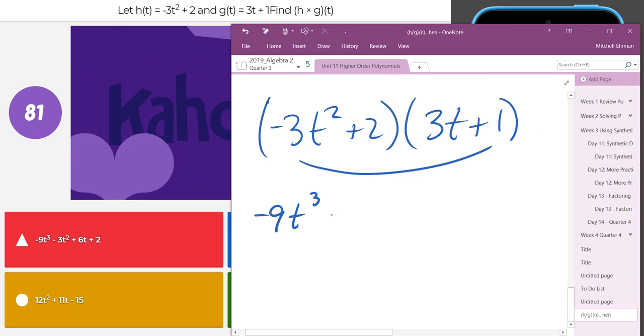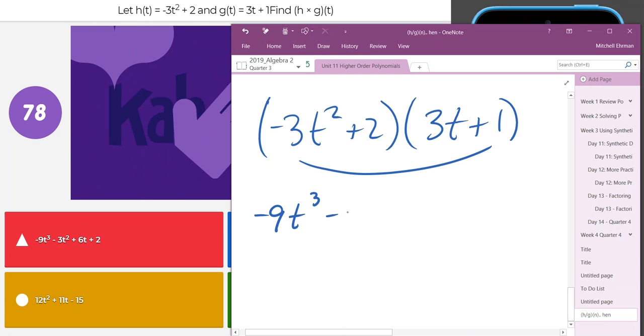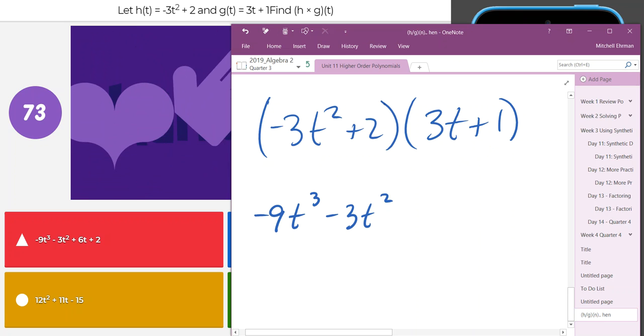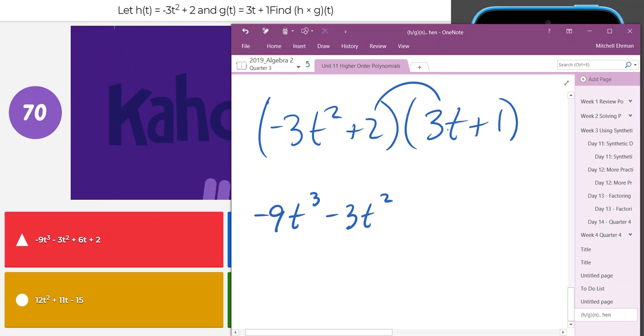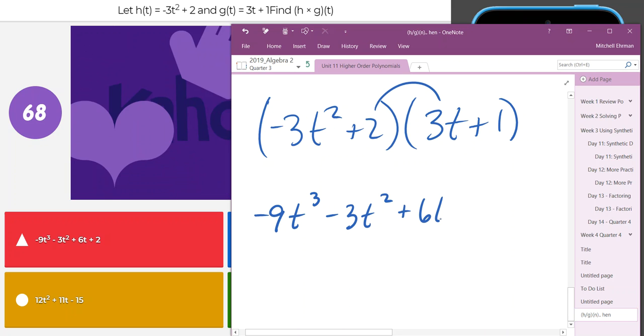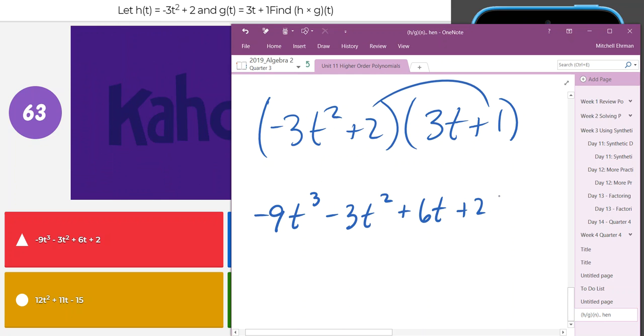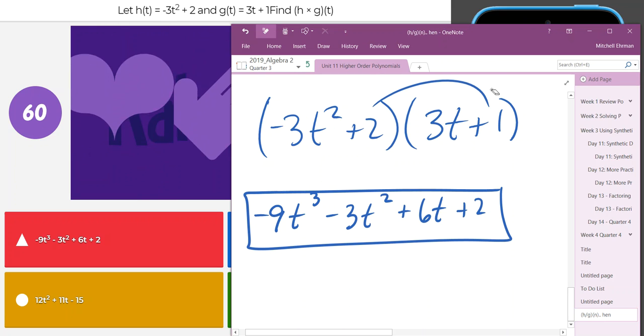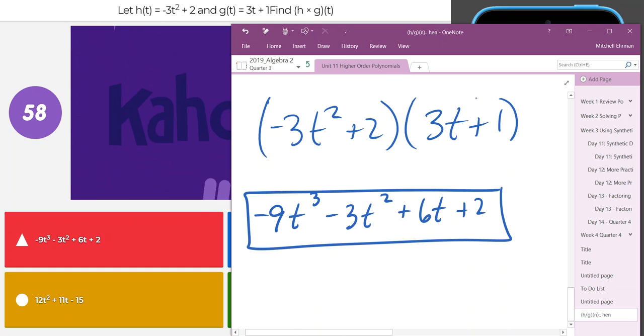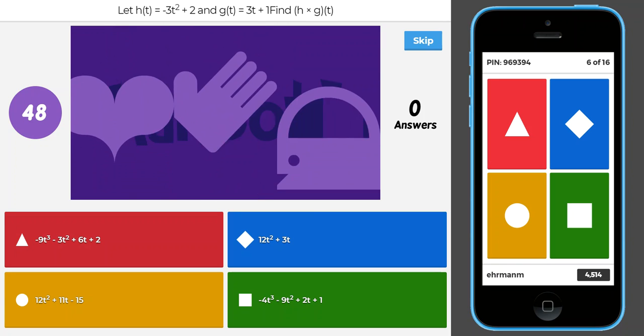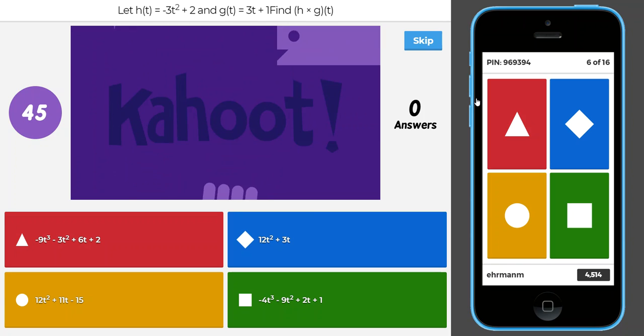For the outside multiplication, negative 3t times 1 is negative 3t, squared. We have a squared symbol there. For the inside products, 2 times 3t is 6t. And for the last products, 2 times 1, we'll go ahead and call that 2. There are no like terms to combine, so I'm looking for an answer, negative 9t cubed minus 3t squared plus 6t plus 2, and it looks like triangle is what we're after here. So I'll make that selection now.